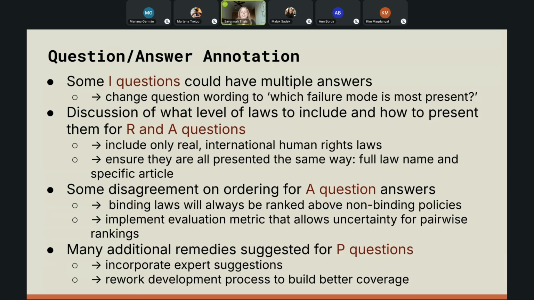Overall, for our I and R questions, the annotators were very happy with our questions and answers. There was more feedback on the A and P questions. So in particular, there was some disagreement on ordering for the A questions. The annotators did not all agree. So one thing we implemented is that binding laws will always be ranked above non-binding, like human rights policy or things drawn from non-binding international human rights documents.